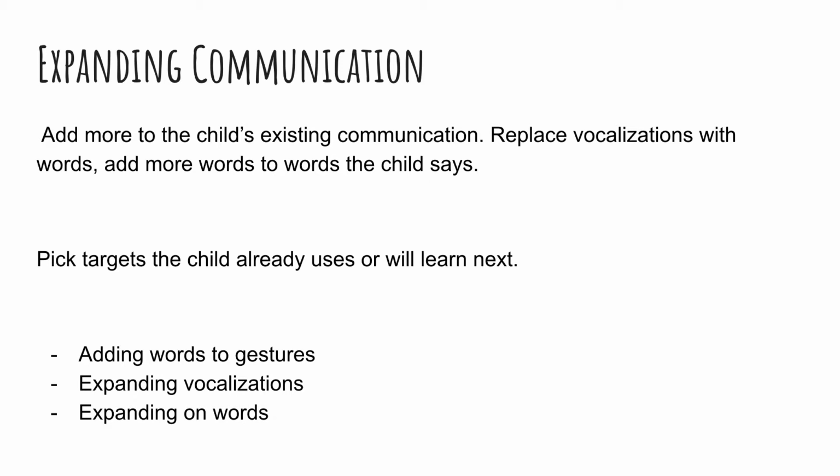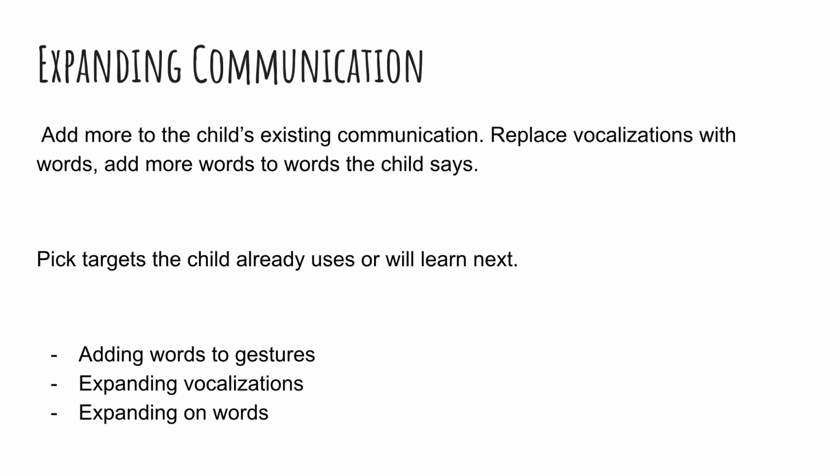Next, I will talk about expanding communication. An expansion is when words are added to the child's communication. There are a few ways you can expand communication. One is adding words to gestures. If your child points or reaches for an object, the adult can expand on this by first imitating the child or pointing at the object, and then labeling the object while they point.